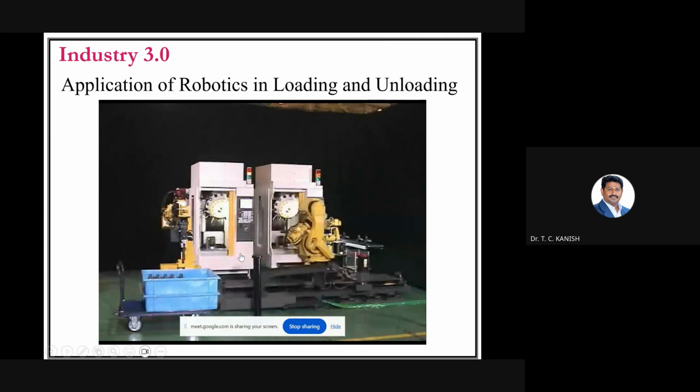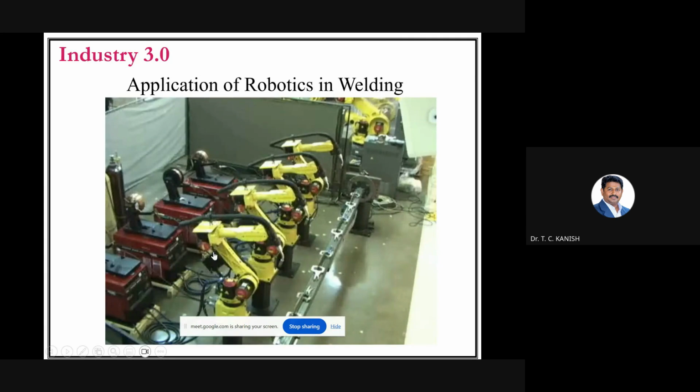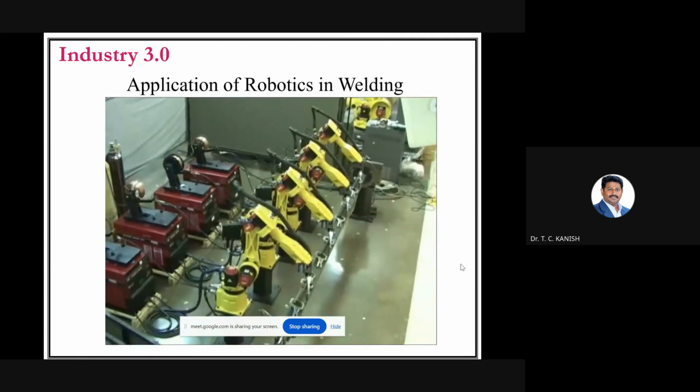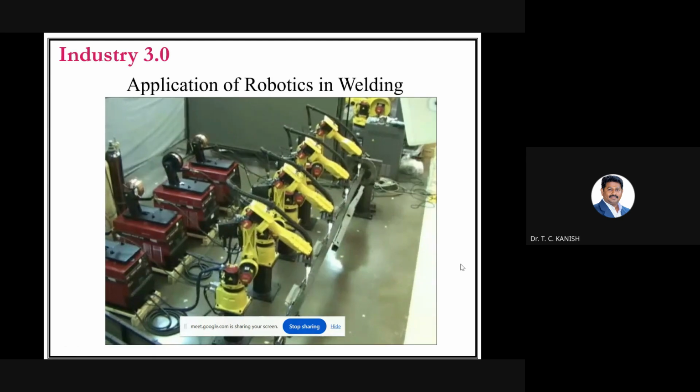This programming also we can easily write. And then the welding application: you can see the gang of robots doing welding. First it is making a spot, and in each and every place it is putting a spot.